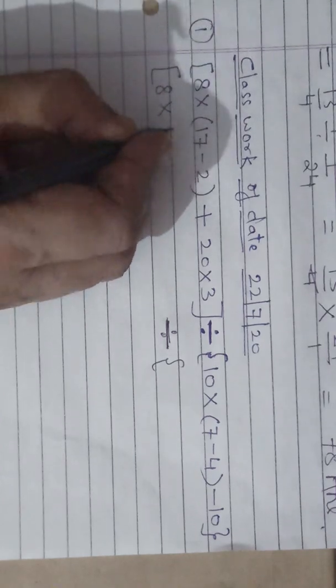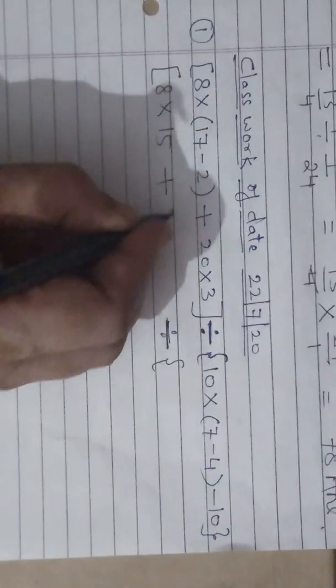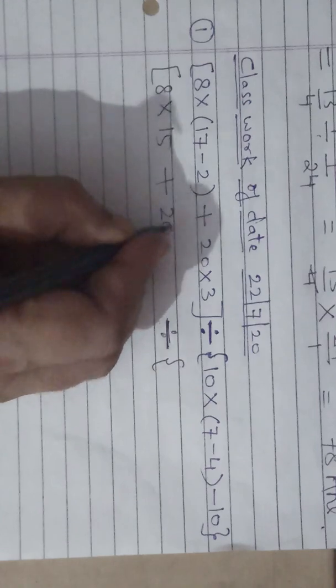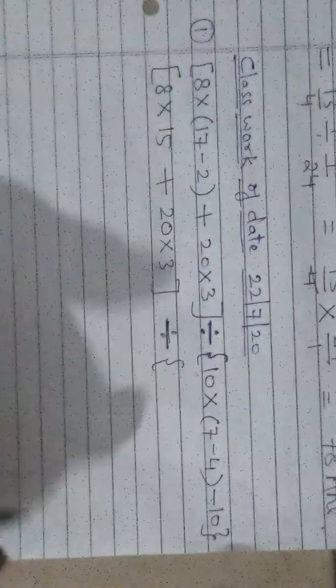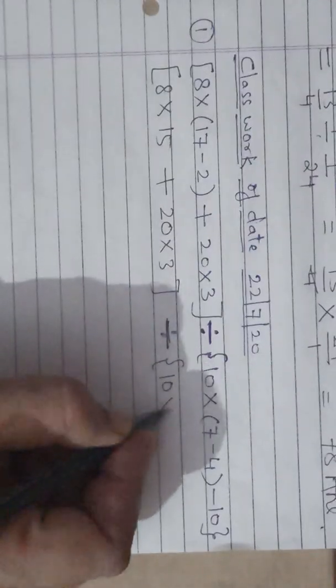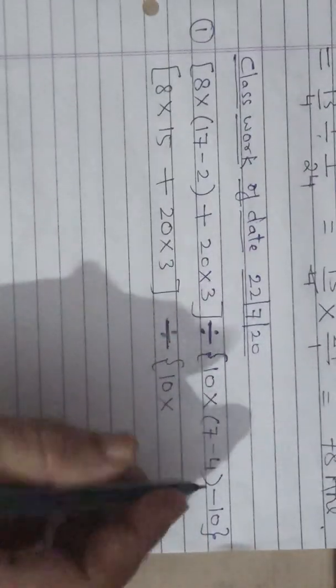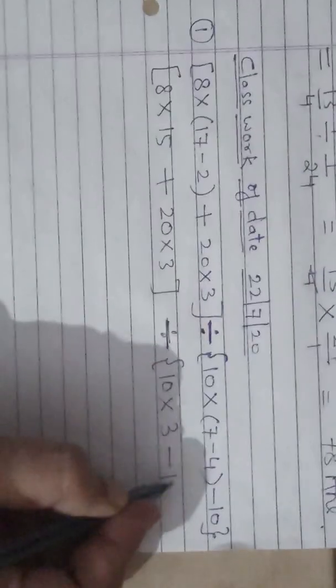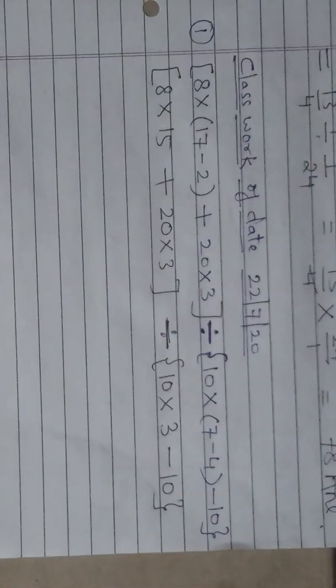17 minus 2 is 15. Then we have 20 into 3. So here we got the next step of this bracket, and let us see the next step of the other bracket. 7 minus 4 is 3 minus 10. Now this is very simple.